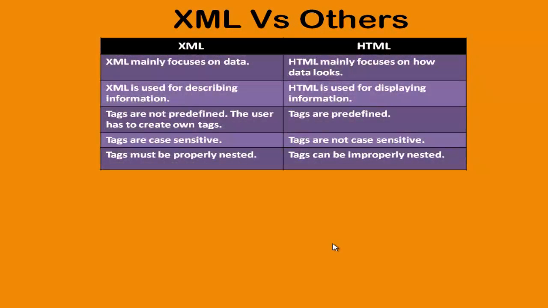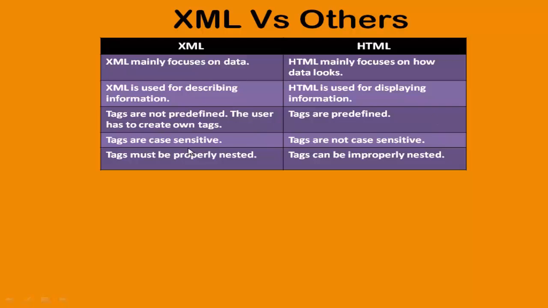Consider, XML mainly focuses on data, whereas HTML focuses on how data looks. As we have discussed earlier, XML focuses only on how to store the data, whereas HTML looks at how to present the information. XML is used for describing the information. It is used to describe the data present inside your tags, whereas HTML is useful only for displaying; it just displays the information. And in XML, tags are not predefined. The user creates his own tags. We already know that. But in HTML, the tags are predefined.